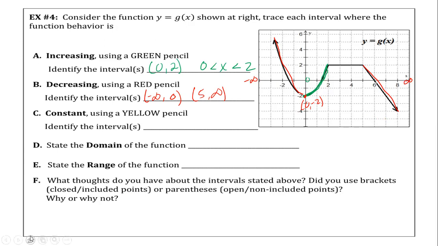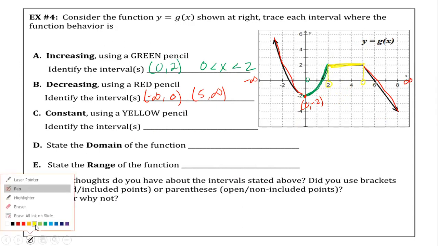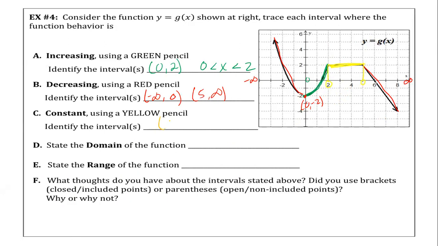Now with yellow, it's our constant. And we're just constant right here. Agreed? So where are we constant from? 2 to 5. We start at 2 and we stop at 5. I'm not going to write it in yellow because that's going to be real hard to see. So I'm going to write it from 2 to 5. So that's what it means to describe increasing, decreasing, and constant.